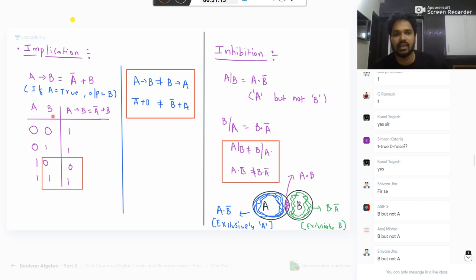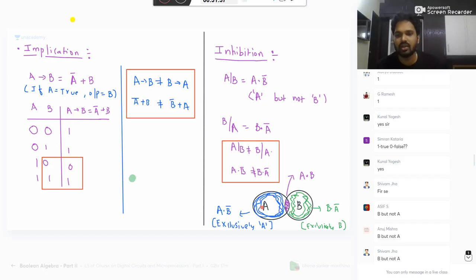Implication. A implies B means, see the truth table. Whenever A is 1, your output is the same as B. What is the meaning of A implies B? Whenever A is 1, the output is the same as B. That is the meaning of A implies B. Okay, so let's move.